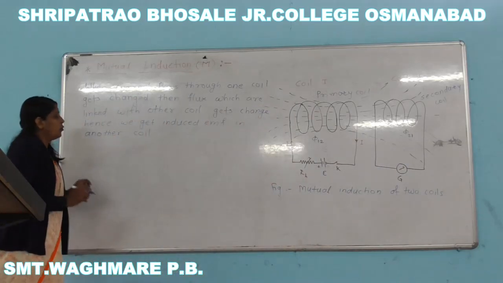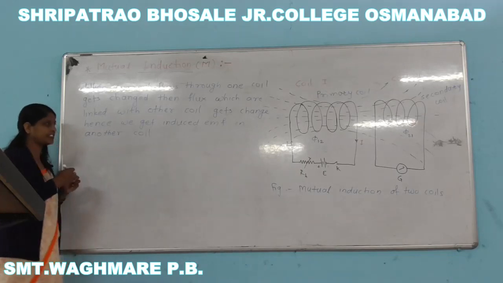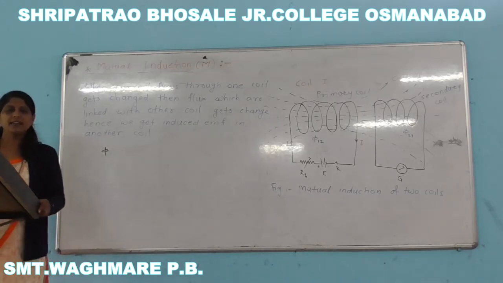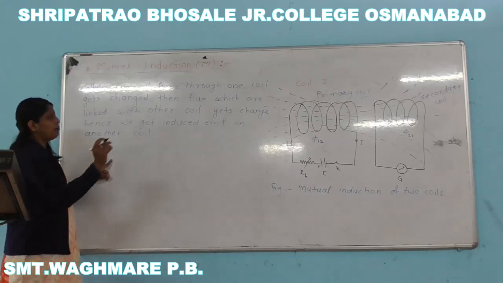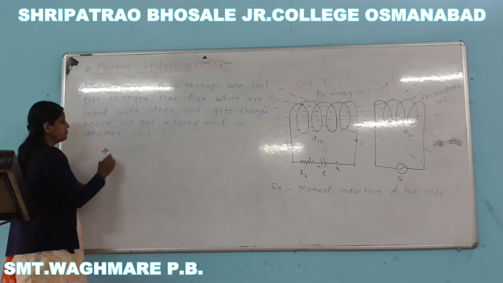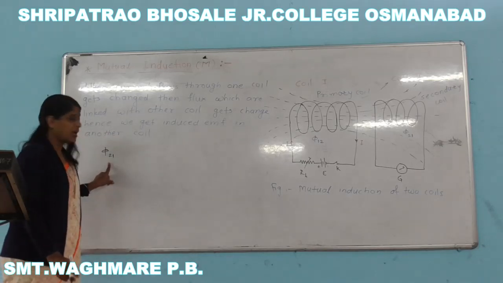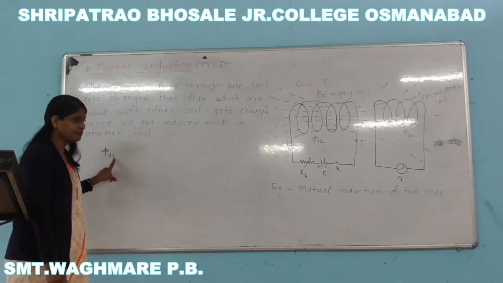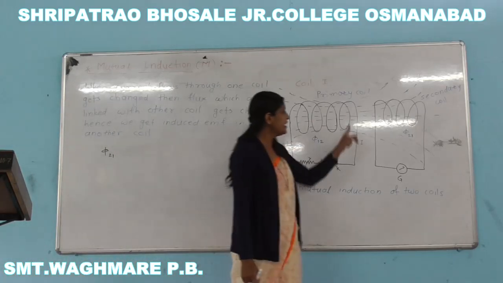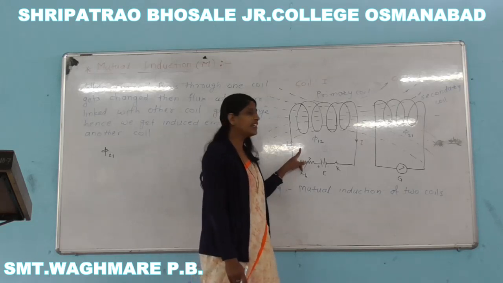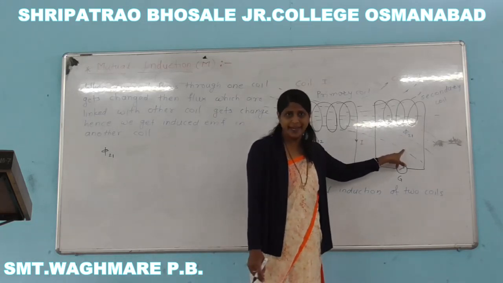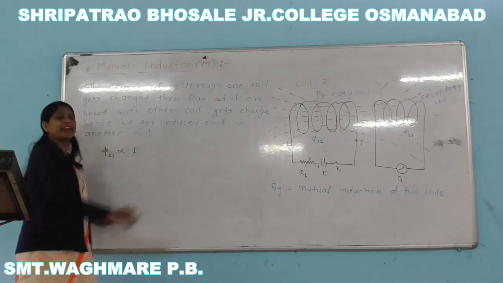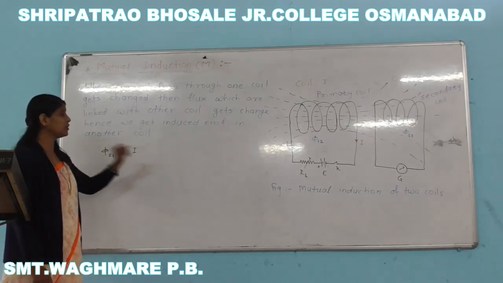And therefore, we can write here the magnetic flux phi, which is passing through the second coil due to the current in the first coil. As the current increases, the magnetic flux also increases. It means that magnetic flux is directly proportional to the current passing through the primary coil.